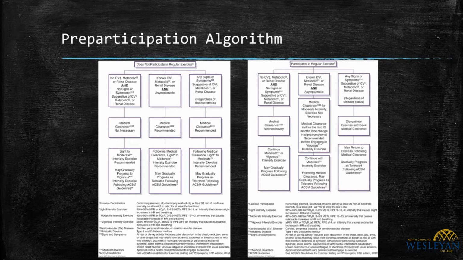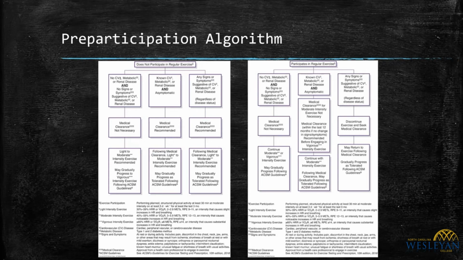Now, if cardiovascular, metabolic, or renal diseases are found, but with no signs and symptoms, medical clearance is still recommended. And once medical clearance has been given, light to moderate intensity is recommended, and you can gradually increase your tolerance following the ACSM guidelines.